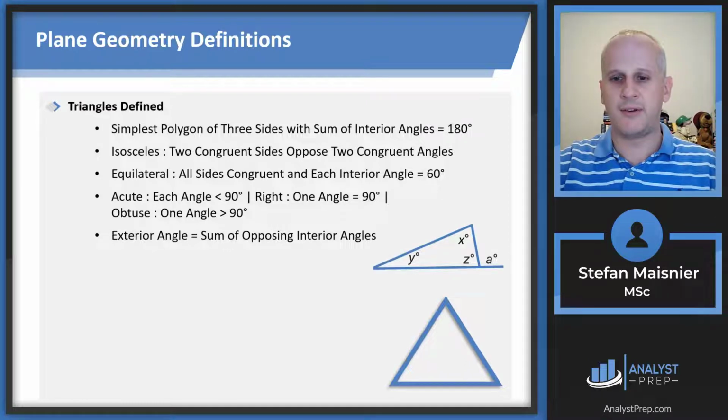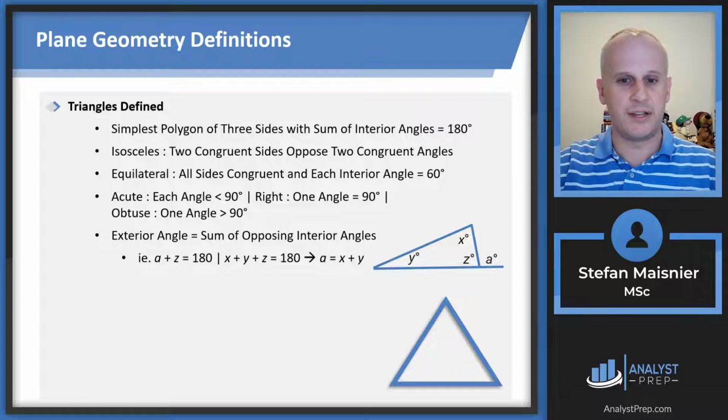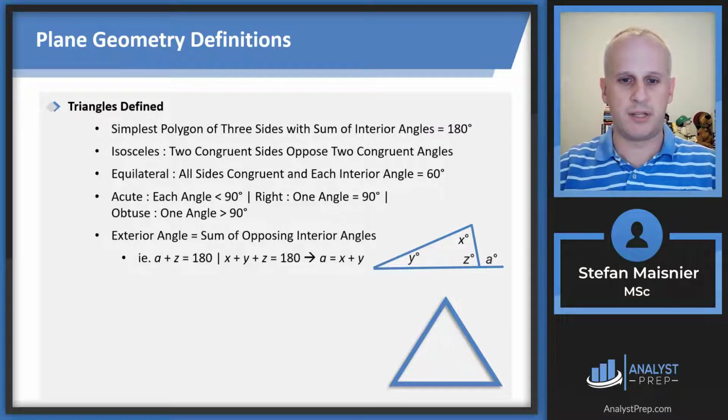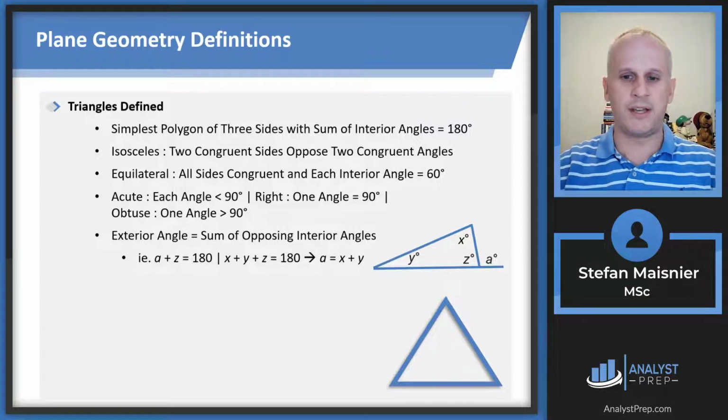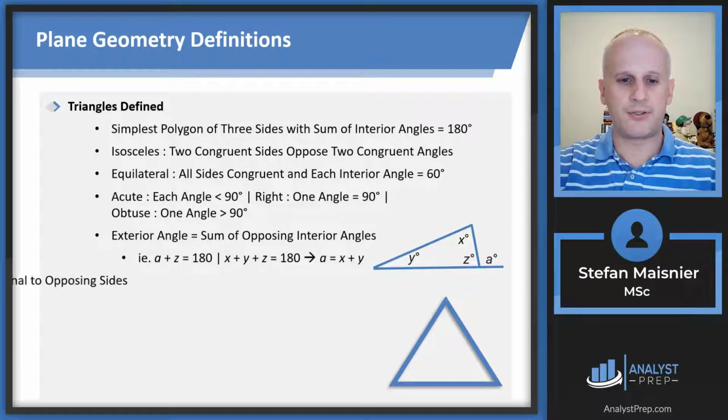So we've got some angle measurements written out. And we know that a plus z is equal to 180 because that's the sum of the degrees on one side of a line. We also know that x plus y plus z is equal to 180. And because of those facts, we know that we can basically just say that x plus y has to equal a, because if z plus that quantity is equal to 180 and z plus that quantity is equal to 180, those two quantities have to be equal. So hence why the exterior angle is always equal to the sum of the opposing interior angles for any triangle.